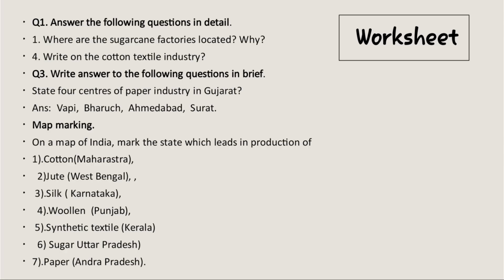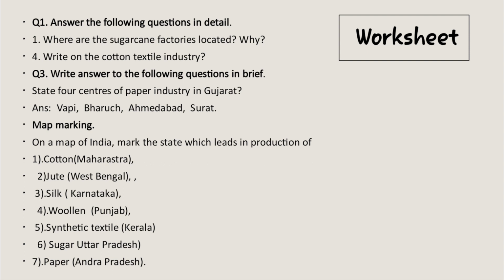Now let us discuss sub-questions of today's section. Please come to section 1, page number 110 of your textbook. There, question number 1 we will discuss today. Where are the sugarcane factories located? Why? Already we have discussed this. I told you where the sugarcane factories are located. For that, please come to page number 106 of your textbook.